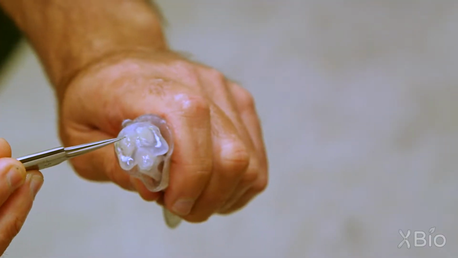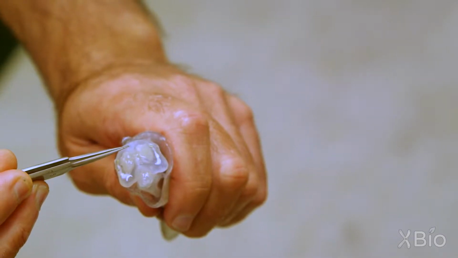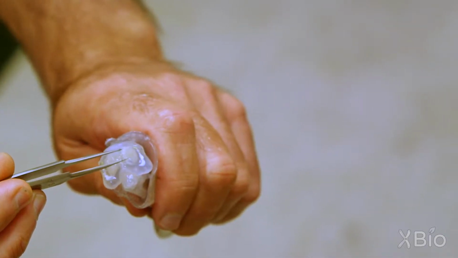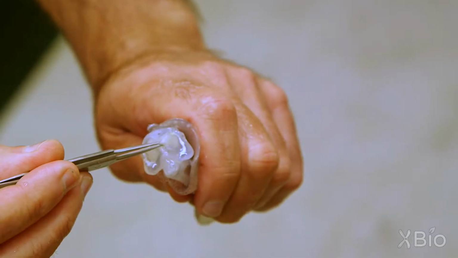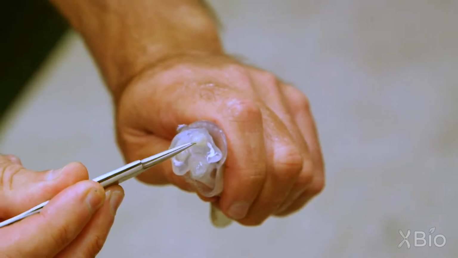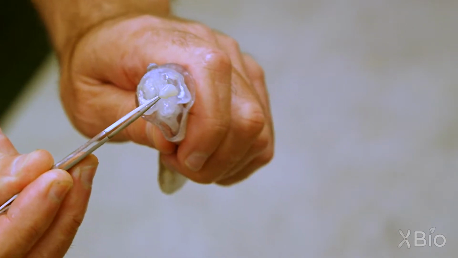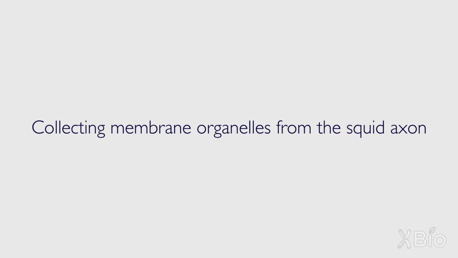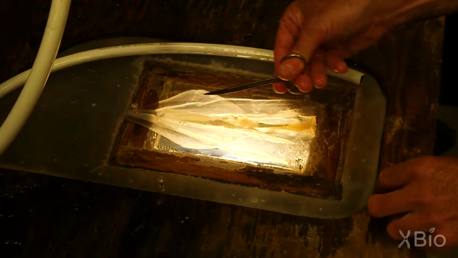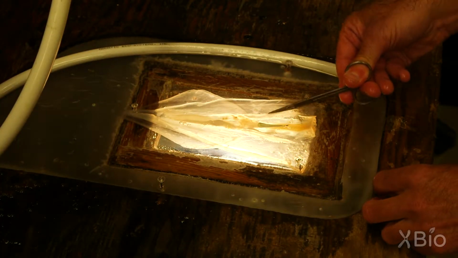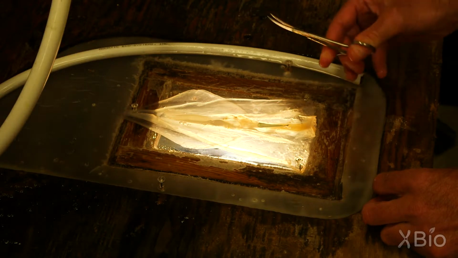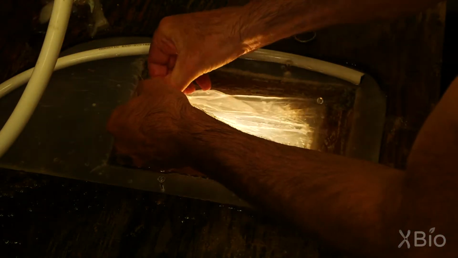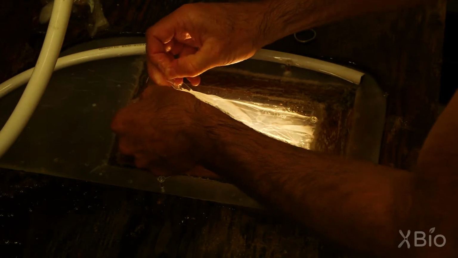This part here is called the squid optic lobe. And I'm going to start by removing this squid optic lobe right there, which we'll use for our biochemical preparation of tubulin. From the squid, we wanted to then collect the giant axon. So this is the inside of the squid, and now we're going to do the dissection of the squid giant axon.